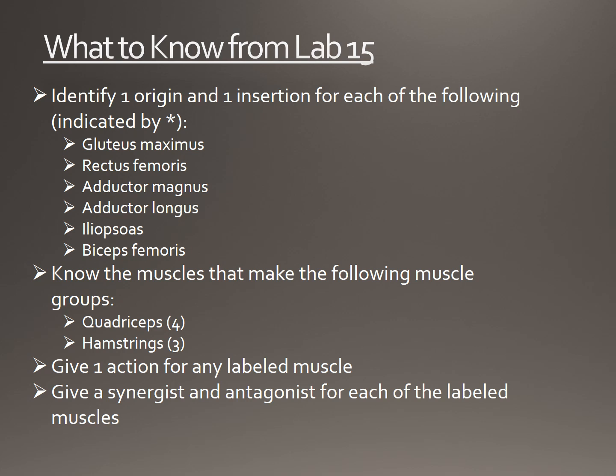There's also two muscle groups, and we would like you to know what muscles make up those groups. The first is the quadriceps, and as the name suggests, this is 4 muscles, as well as the hamstrings, and this is a group that's made up of 3 muscles. For all muscles presented in this lab, you are responsible to identify the muscle using a model, provide one action, one synergist, and one antagonist for that muscle.